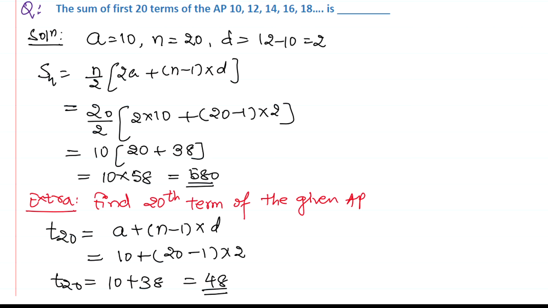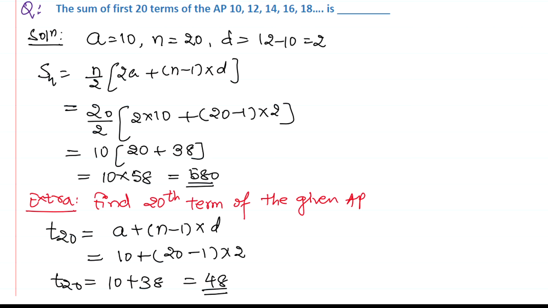Again, I'm going to use the formula of Sn, that is the sum of n terms of the given series, which is equal to n by 2 times (2a plus (n minus 1) into d). That equals 20 by 2, 2 into a, that is 2 into 10, plus 20 minus 1 into d, where d is 2.